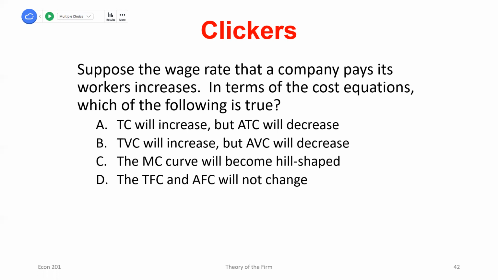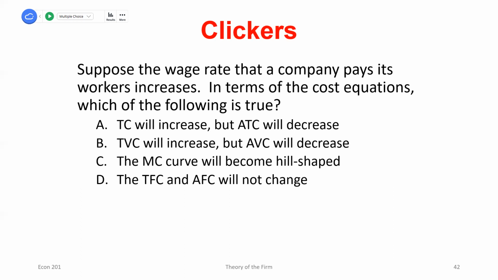But I want to think about some of the other answers, why you could really rule them out pretty easily. So think about A. Will total costs increase? Well, total costs are my fixed cost plus my variable costs. So if my variable costs go up, what happens to my total costs? Yeah, they have to go up as well. But what about my average total? Well, if my average total is just the total cost over quantity, and total costs are increasing, then my average total costs have to be increasing as well. So that doesn't make any sense.